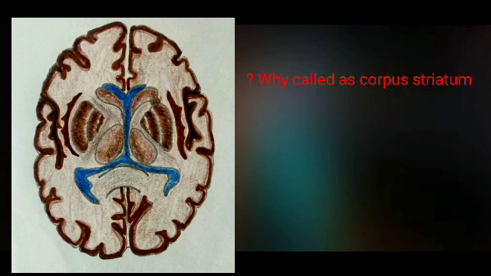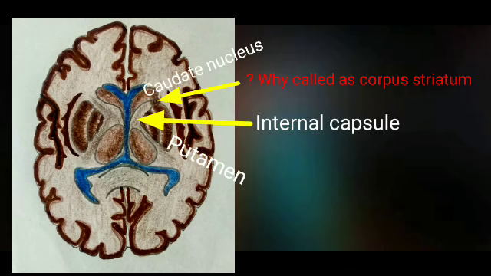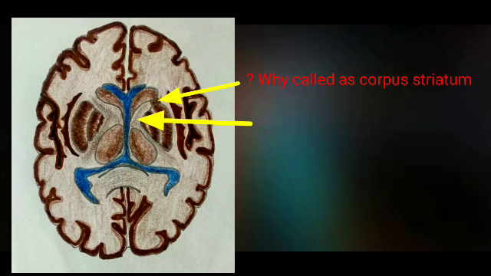Why are these corpus striatum gray matter masses called corpus striatum? Anterior inferior ends of the lentiform nuclei are connected to the caudate nucleus by tiny bands of gray matter which pass across the internal capsule, and this gives a striated appearance, hence called corpus striatum. Striae means lines.